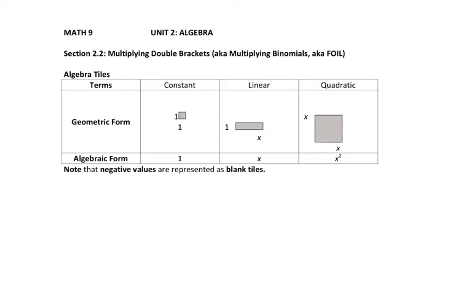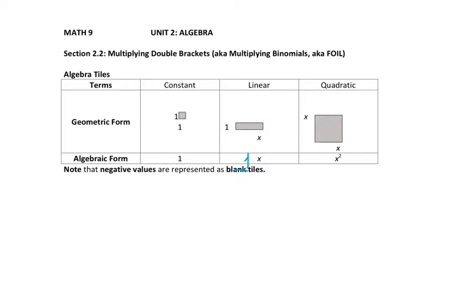Remember, the constant has no variable. So our constant is just a 1 by 1 square, and using algebra, we call it 1. A linear factor has some length that we don't know. Since we don't know it, we call it x. It has a width of 1, the same width as this square over here. The area of this is 1 times x, which is x. We could also think of this as being 1x.